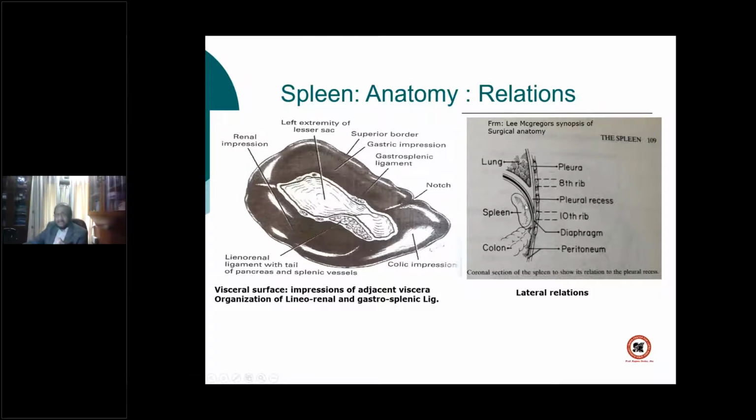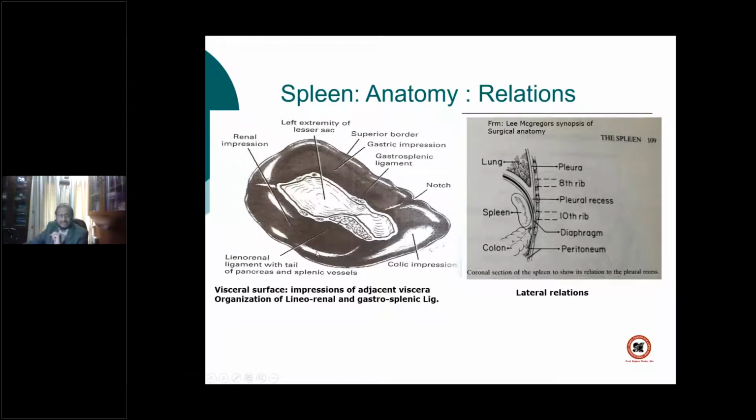The reason why this is important is that if there's any kind of trauma in this particular area, it is going to damage your parietal wall, it may damage the lung, it may damage the parietal pleura, and then it will go and damage the spleen.